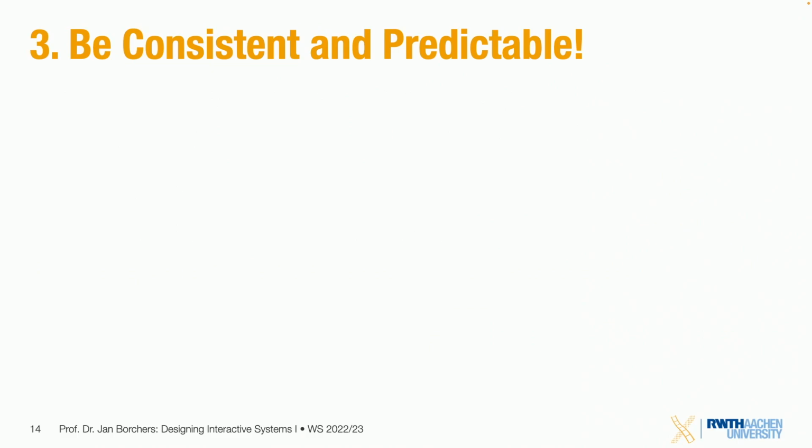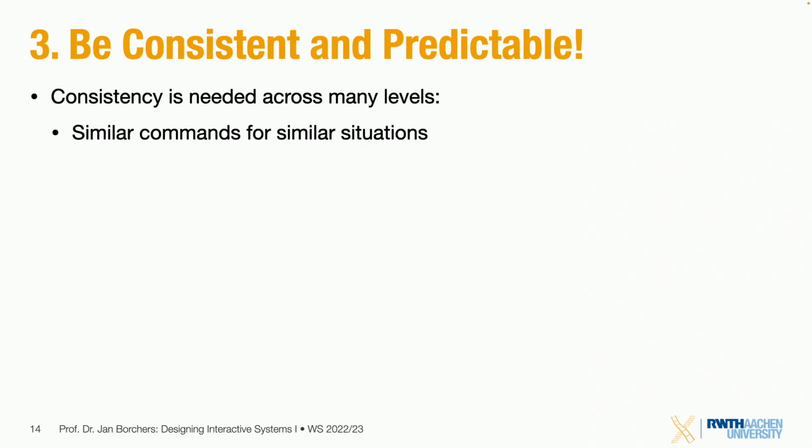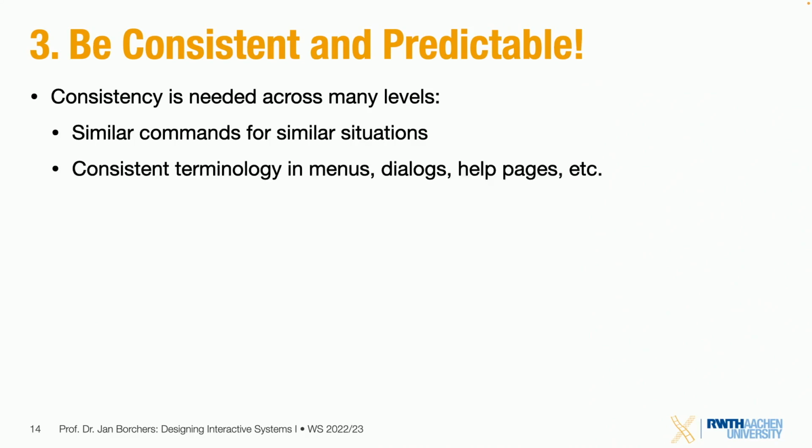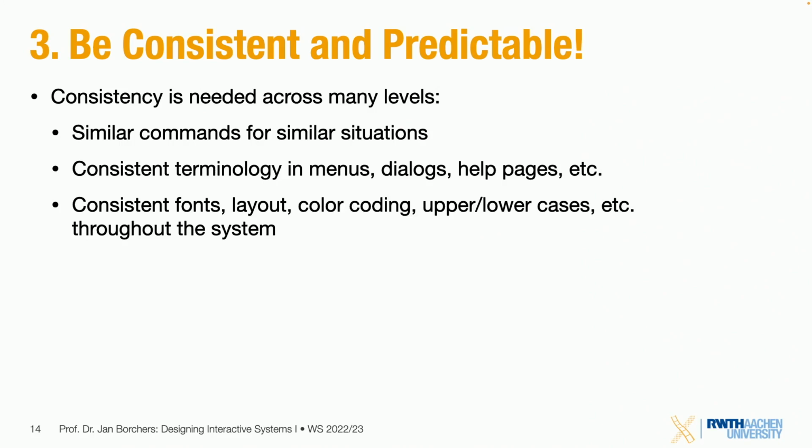I just said consistency is important. You saw some examples of them. Consistency is needed a lot across many levels, though. You don't just have it as saying, I want similar commands for similar situations, but you also want to have consistent terminology, like we just saw, in menus, in help systems, in dialogues, etc. And consistency goes beyond just words. It also is about visual consistency.